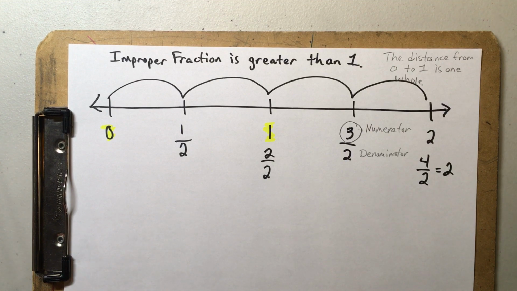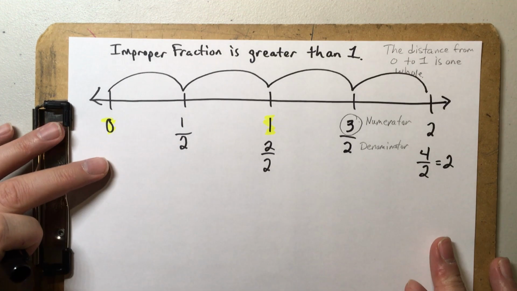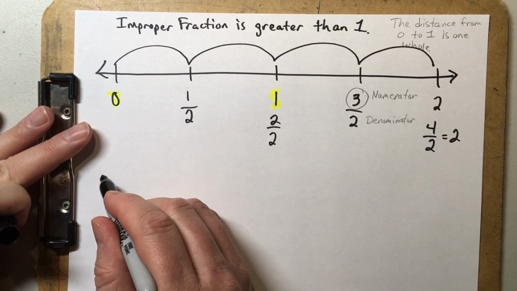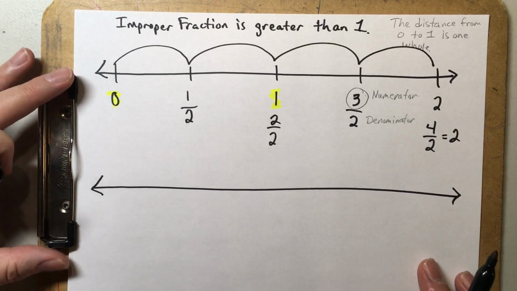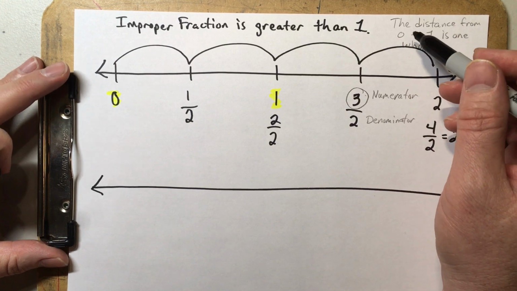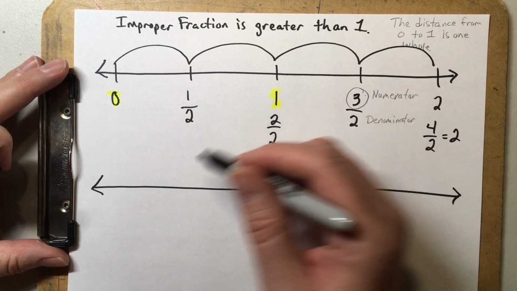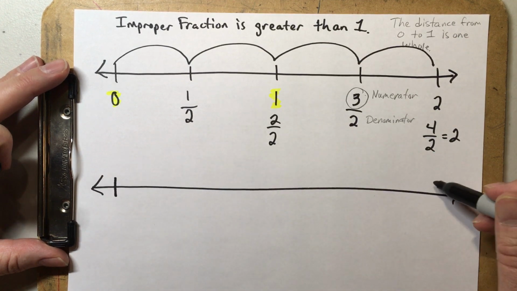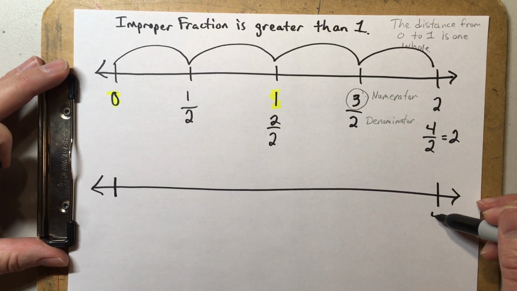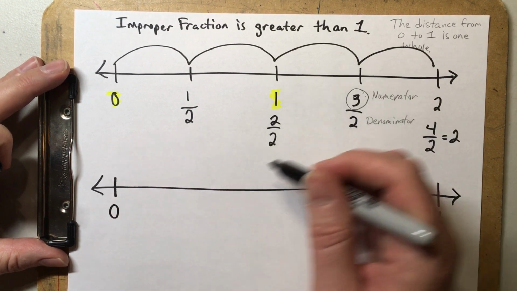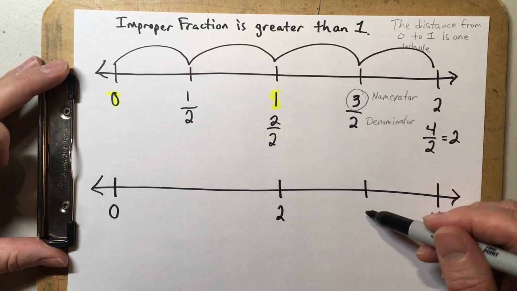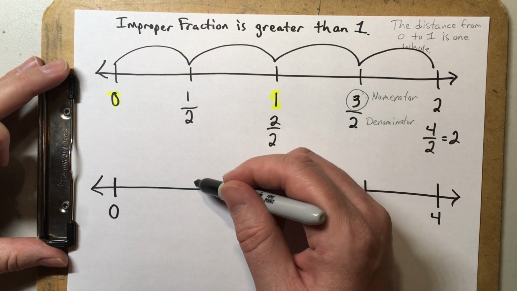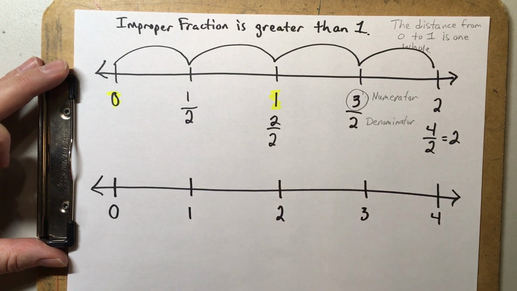All right, let's do one more example of this idea. And we're not even going to compare, but we're going to stick to this same idea. The distance from 0 to 1 is one whole. In this case, though, we're going to go to the number 4. We're going to say that's number 2. Here's the whole number 3, and here on this side is 1.